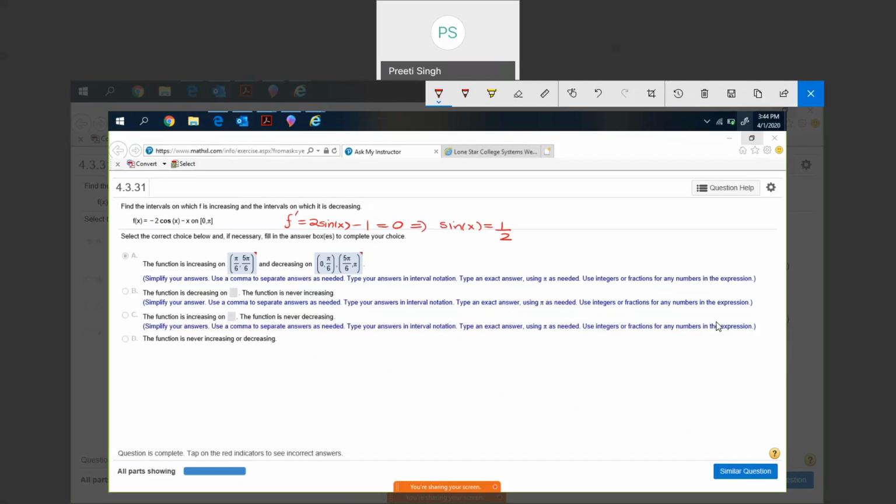So sine is positive 1/2. It's in two quadrants, quadrant 1 and quadrant 2. The reference angle for these two quadrants is pi/6. So pi/6 is one of the angles. For quadrant 2, it's pi minus pi/6, or you can use the unit circle, which is 5 pi over 6. So those are my two angles between 0 and pi. I'm not concerned with any other angle, since my restricted domain here is 0 to pi.